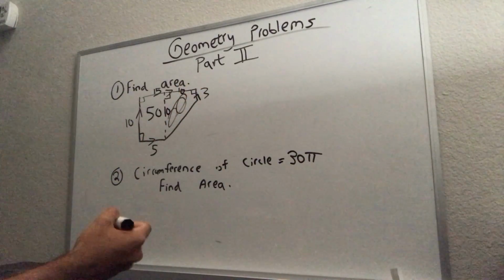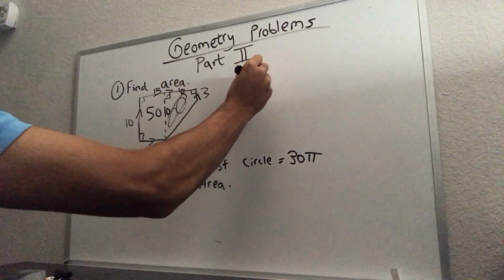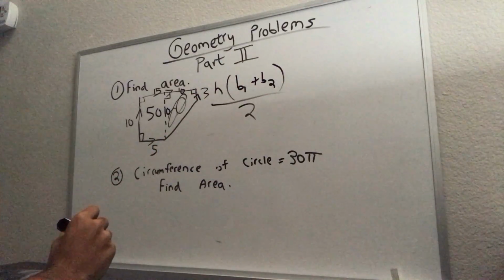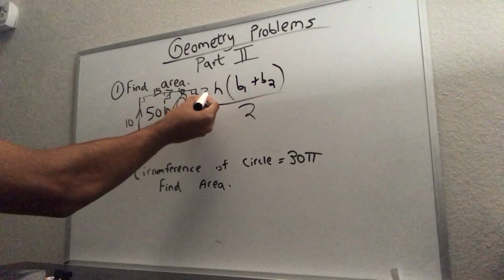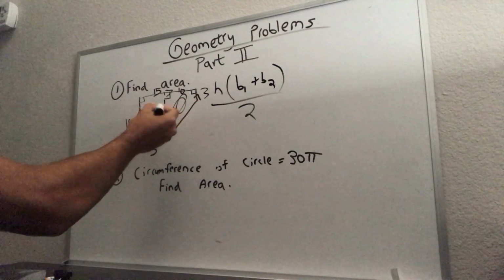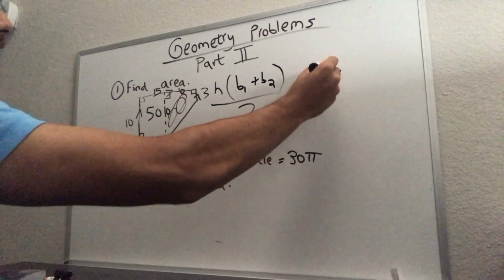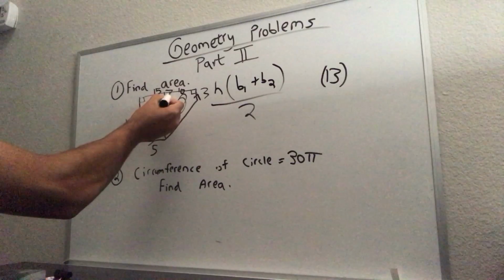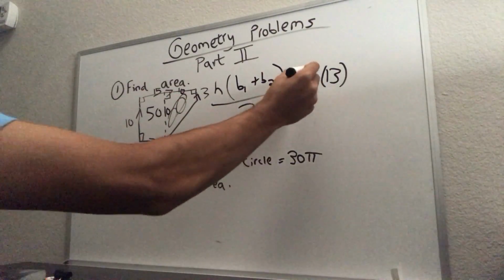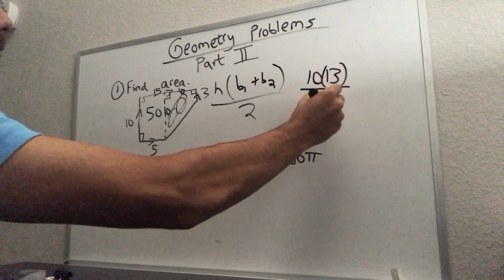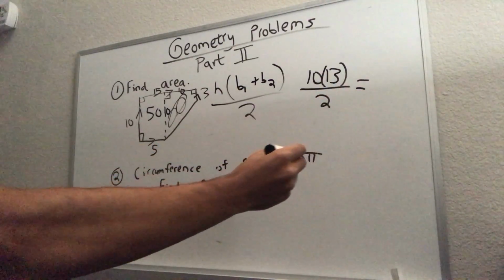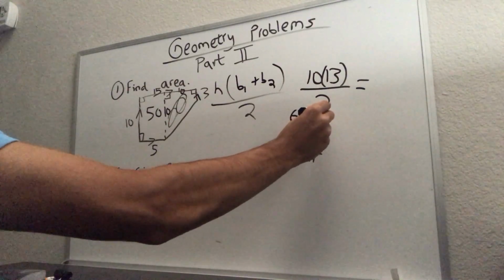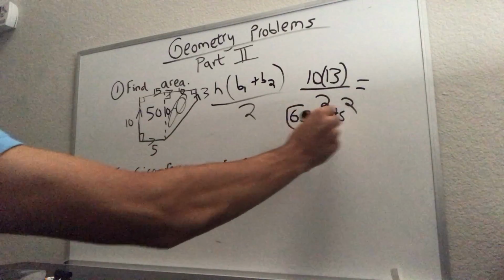So if we use the formula base 1 plus base 2 times the height, all divided by 2, that's the area of a trapezium. Looking at this, we know base 1 is 3, base 2 is 10, that gives us 13, and then we multiply that by the height, which in this case is 10, because it's perpendicular, here's the right angle. We divide that outcome by 2, so 130 divided by 2 should give us 65. 65 units square is the answer here.